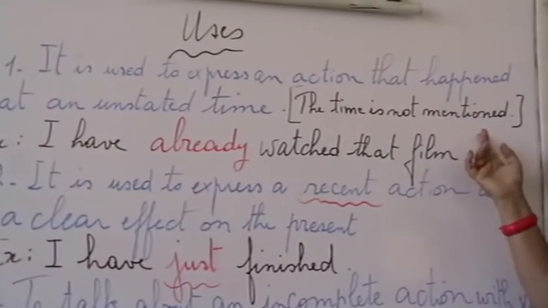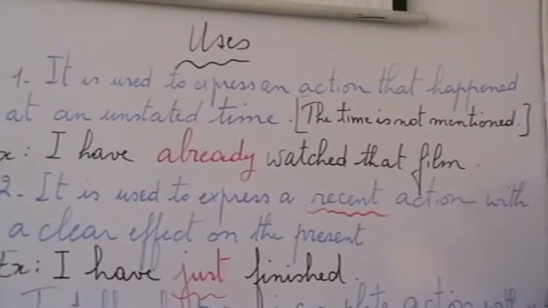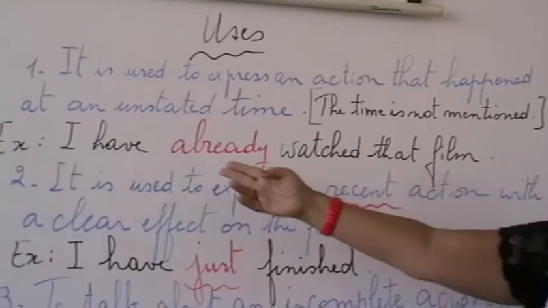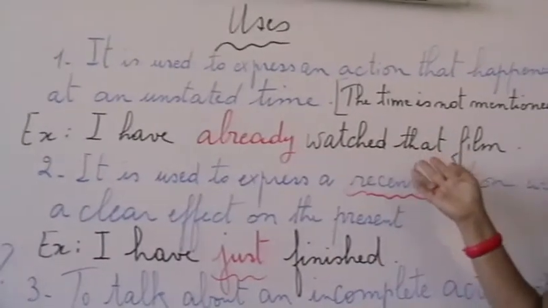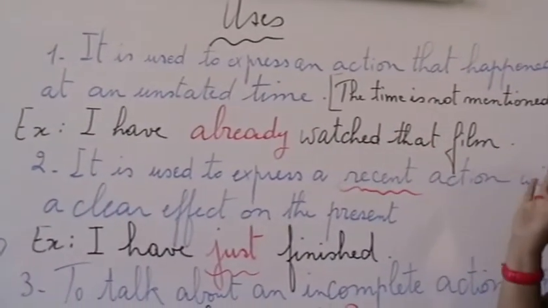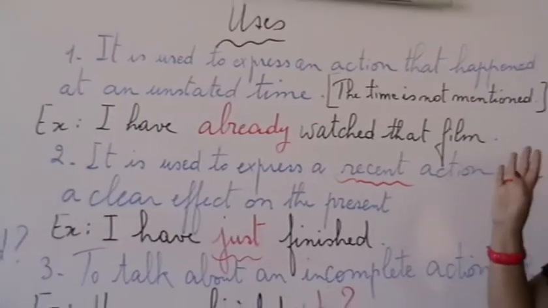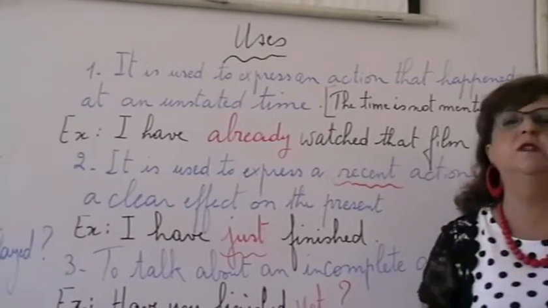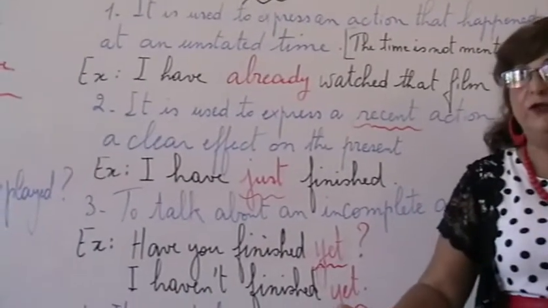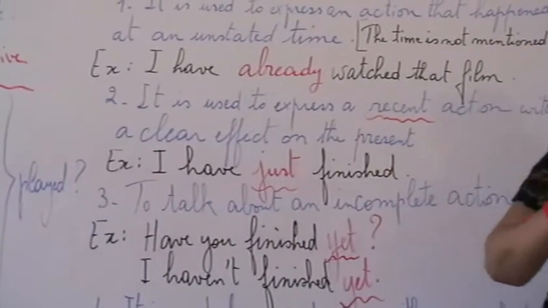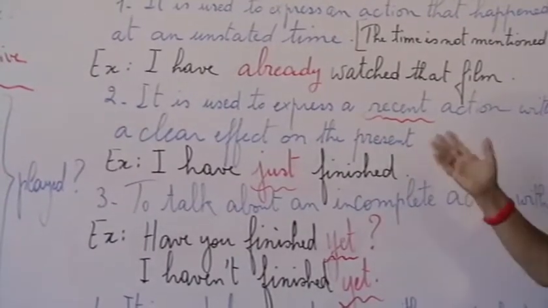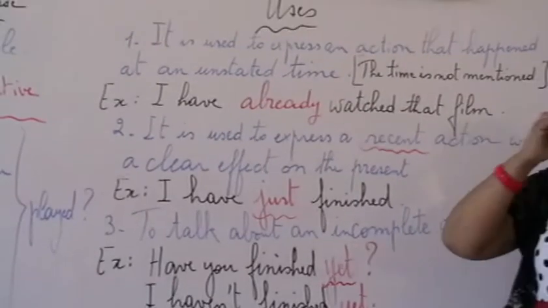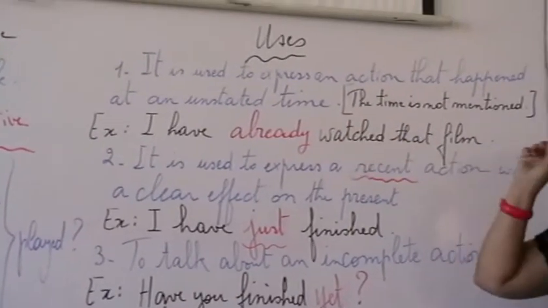I don't know when exactly. Maybe it's not important to mention, maybe I don't remember when this action happened. So for example here, I have already watched that film. I haven't mentioned the time. But if I use a time expression of the past, we cannot use the present verb. So if I use yesterday, for example, it's the past simple. So I say, I watched that film yesterday. Alright? So pay attention when the time is not mentioned.